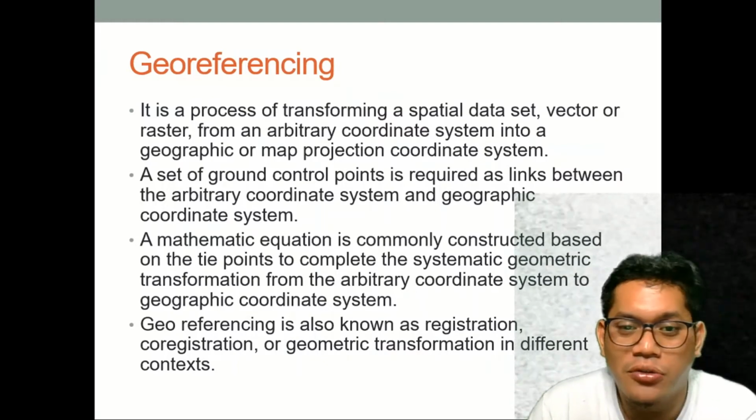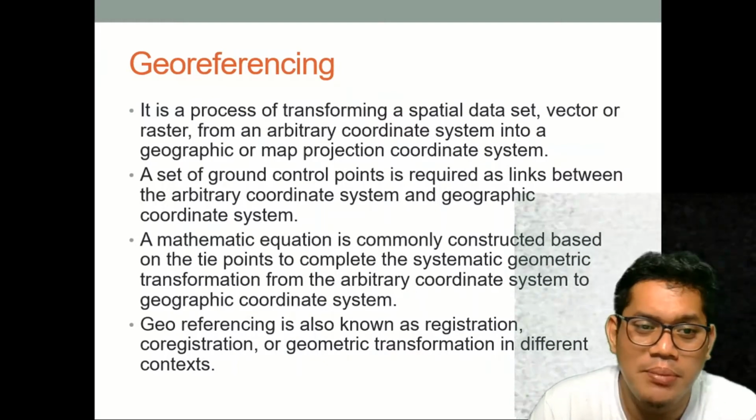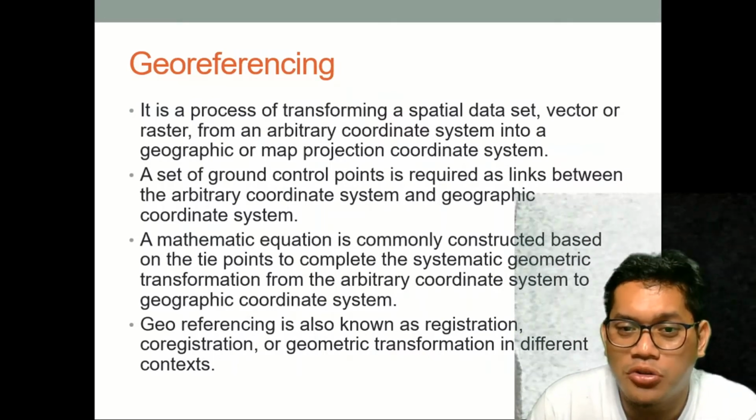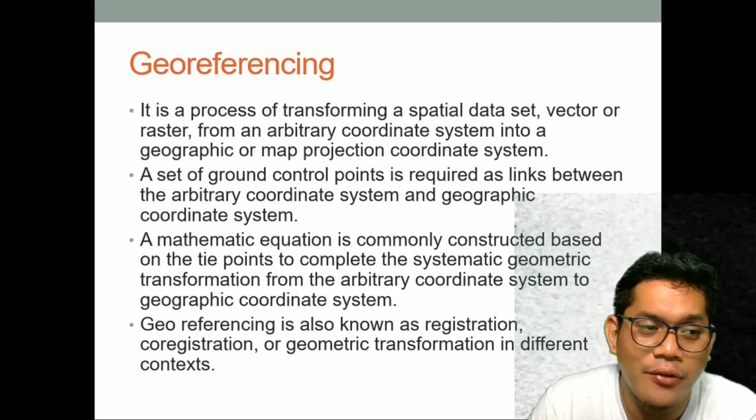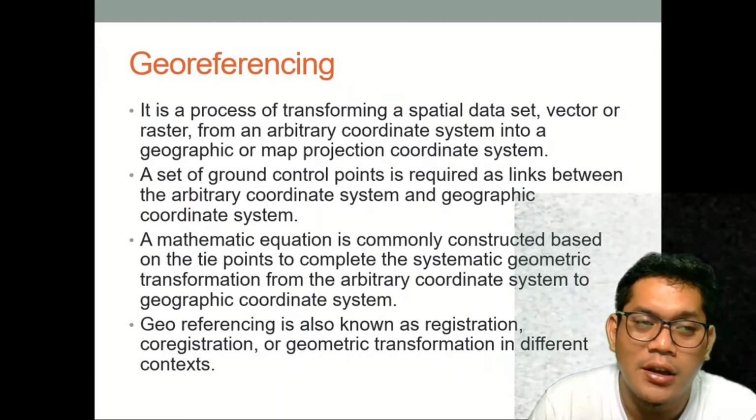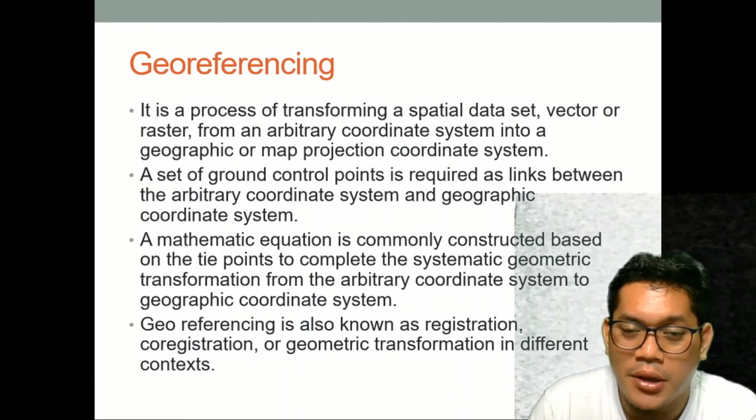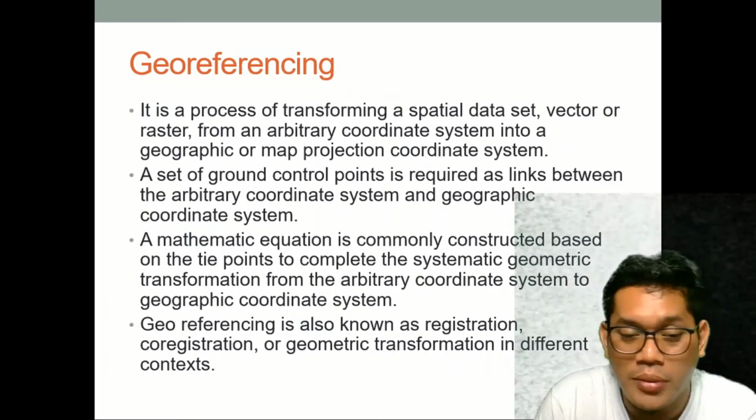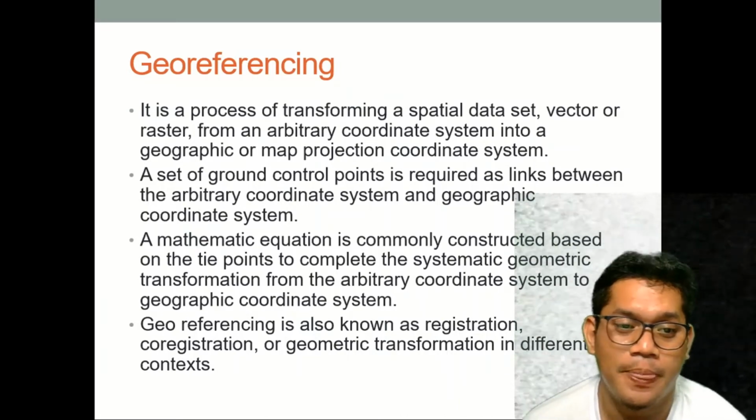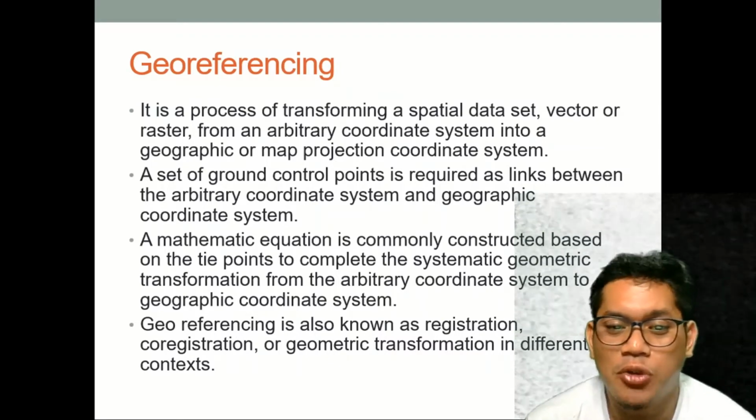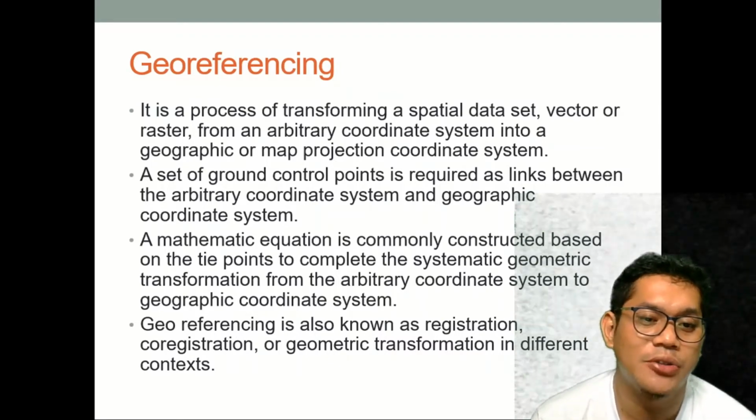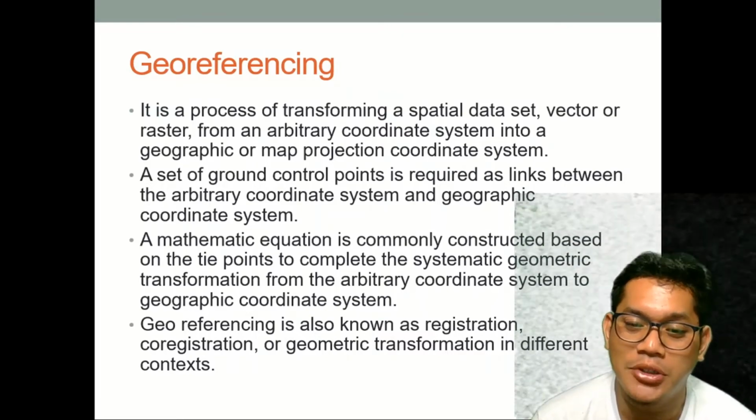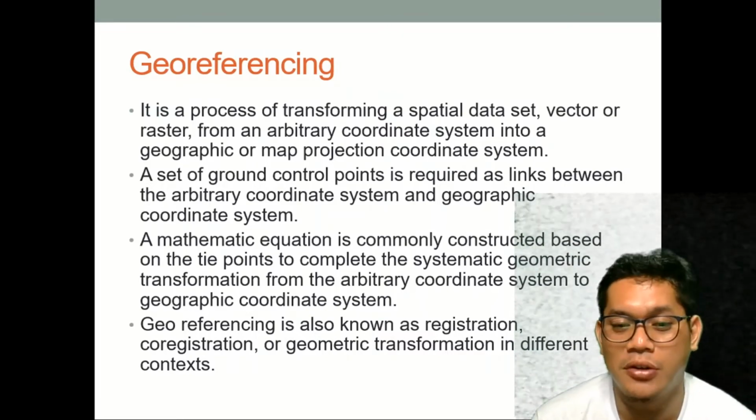So a set of ground control points is required as a link between the arbitrary coordinate system and the geographic coordinate system, where those ground control points are something that you can find on the ground, or you can collect by using GPS on your own. There are no automated ground control points. So a mathematical equation is commonly constructed based on the tie points to complete the geometric transformation from the arbitrary coordinate system to the geographic coordinate system.